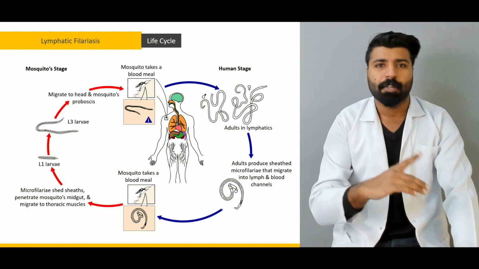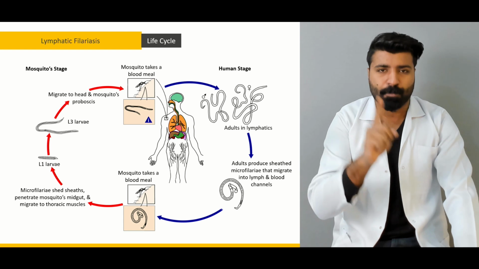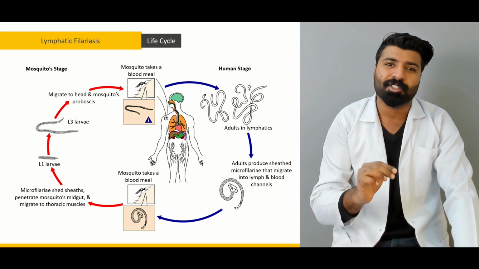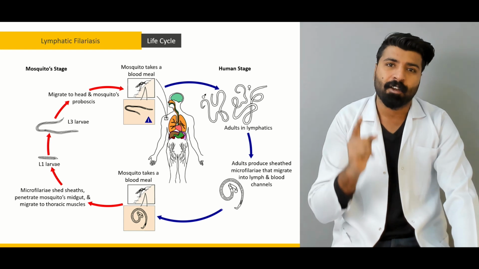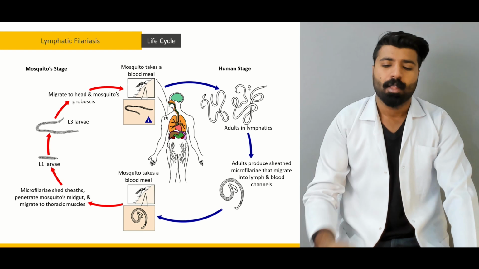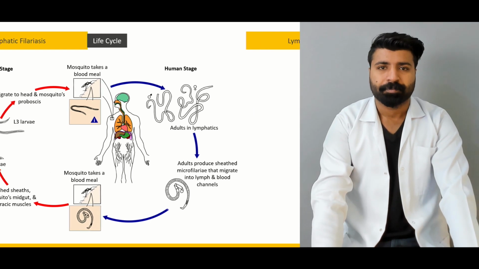For that, they will move to the head. They'll move to the proboscis. There, they will go again into the bloodstream whenever that infected mosquito is going to bite a human being. That's how the life cycle continues.